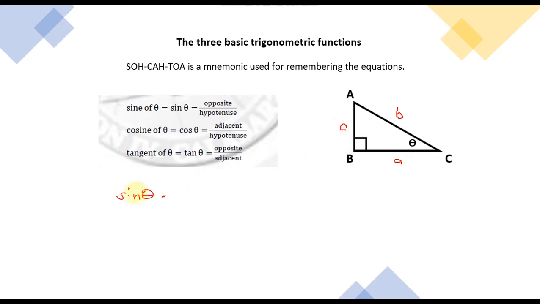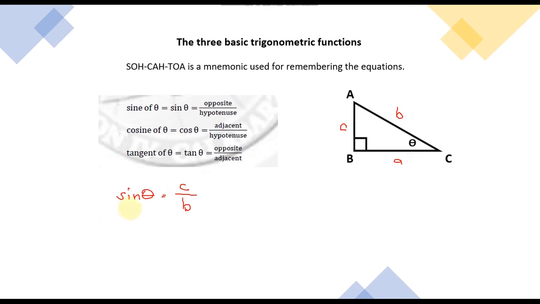So if I want to look for sine theta, again, look for the formula. Sine, you can remember SOHCAHTOA. O is for opposite, so look for the opposite of our theta. Opposite of theta is c. So I can have c as my numerator. For the denominator, the last letter is H, that is the hypotenuse. The hypotenuse here is small letter b, or side b.